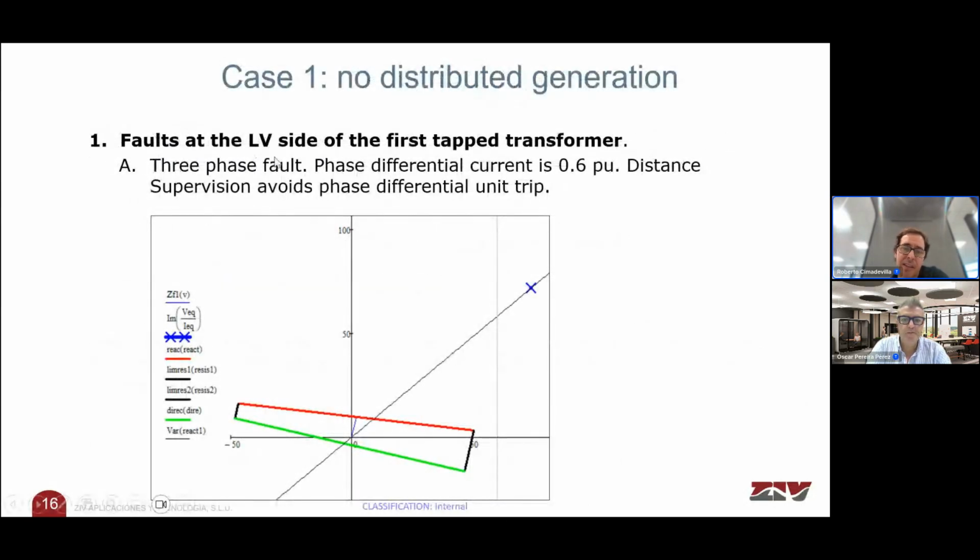So for faults at the low voltage side, for a three-phase fault, we can see that the phase differential current is 0.6 per unit, so it is above the pickup value selected. But if we use distance supervision, we can check that the impedance is far away from zone 2. So distance supervision will avoid the operation of the phase differential unit.